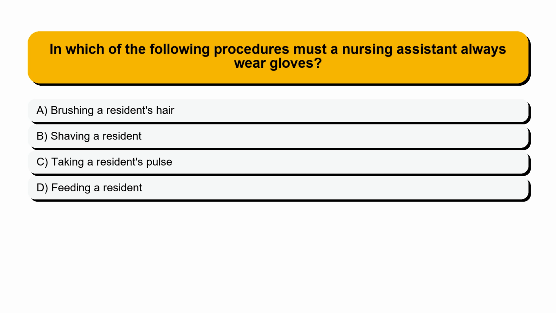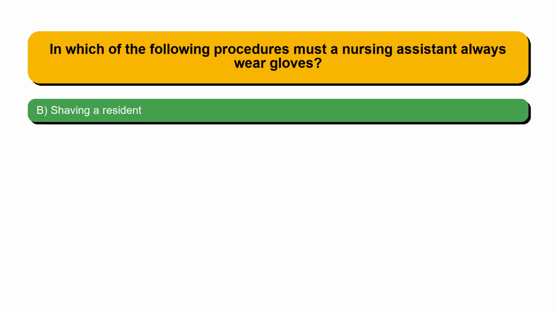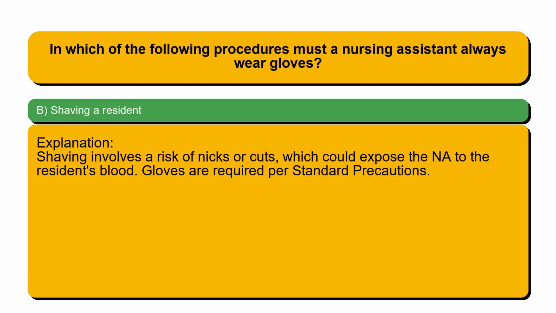Question 4. In which of the following procedures must a nursing assistant always wear gloves? Option A. Brushing a resident's hair. Option B. Shaving a resident. Option C. Taking a resident's pulse. Option D. Feeding a resident. The correct answer is option B. Shaving a resident. Shaving involves a risk of nicks or cuts, which could expose the NA to the resident's blood. Gloves are required per standard precautions.